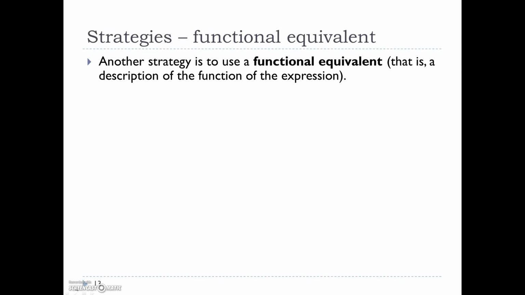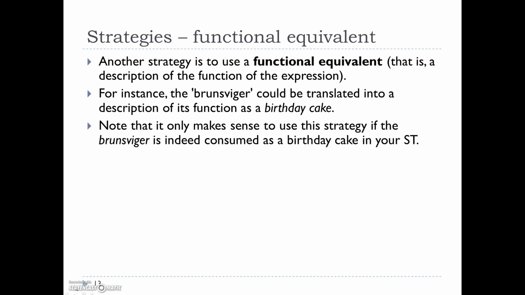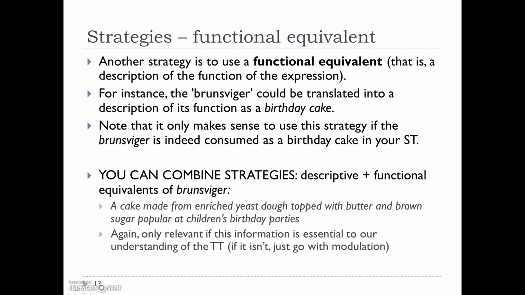A different type of equivalent strategy is the functional equivalent. So this is where you describe the function of the expression. So again, the Brunsvier in this case could be translated into a description of its function as a birthday cake. This is how it is sometimes consumed. But obviously this also only makes sense if the Brunsvier in the source text is indeed consumed as a birthday cake. If it isn't, because it is also possible to eat a Brunsvier outside of birthday parties, then this is obviously not the strategy to choose.